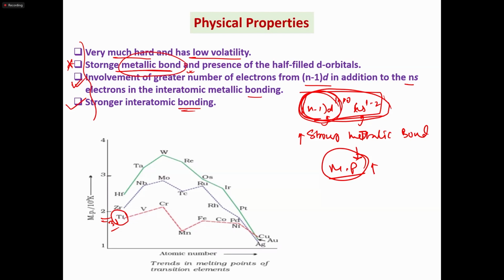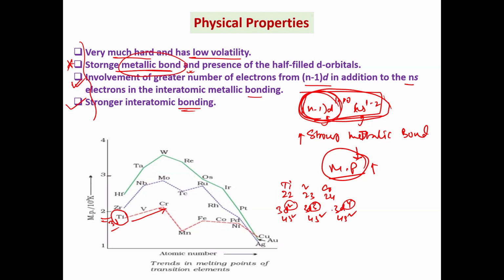When we go from titanium to vanadium, then chromium, the melting point is increasing. Titanium is 22, vanadium is 23, chromium is 24. So this is 3d2 4s2, this is 3d3 4s2, and this is 3d4 4s2. What we are saying is the involvement of a greater number of electrons. Going from titanium to vanadium to chromium, the number of electrons in the d orbital is increasing.